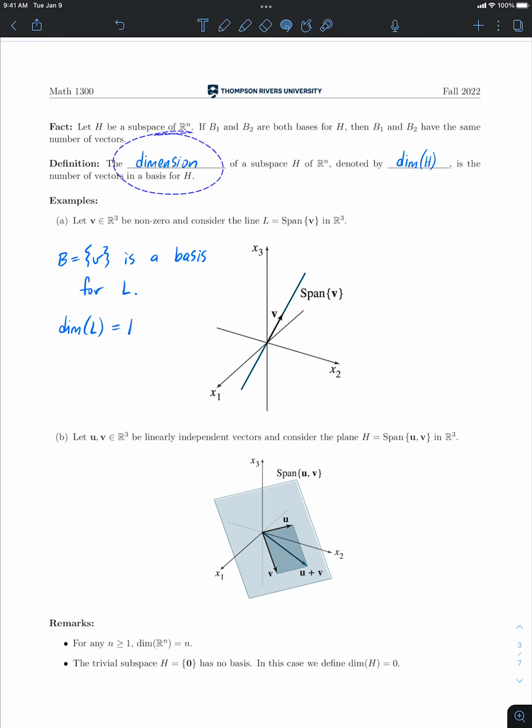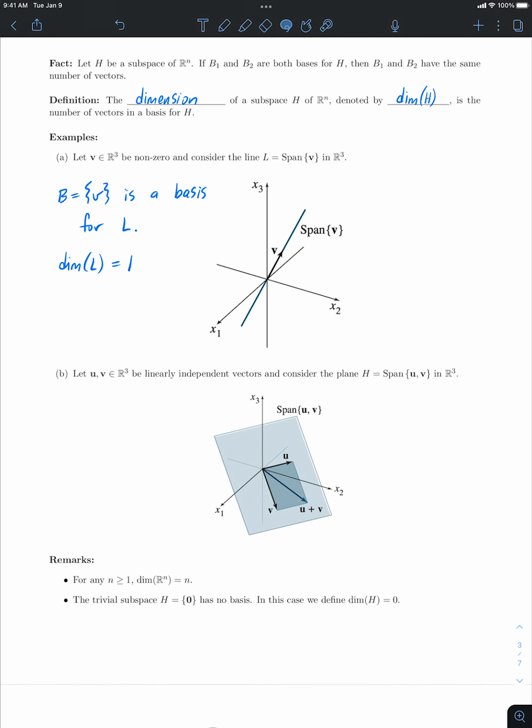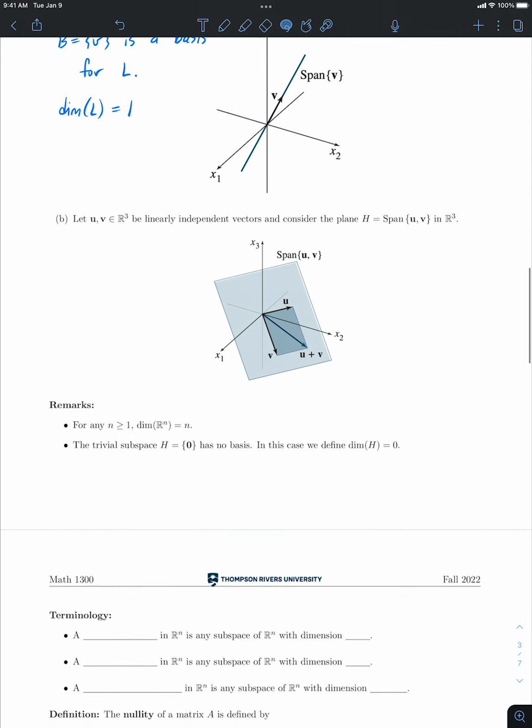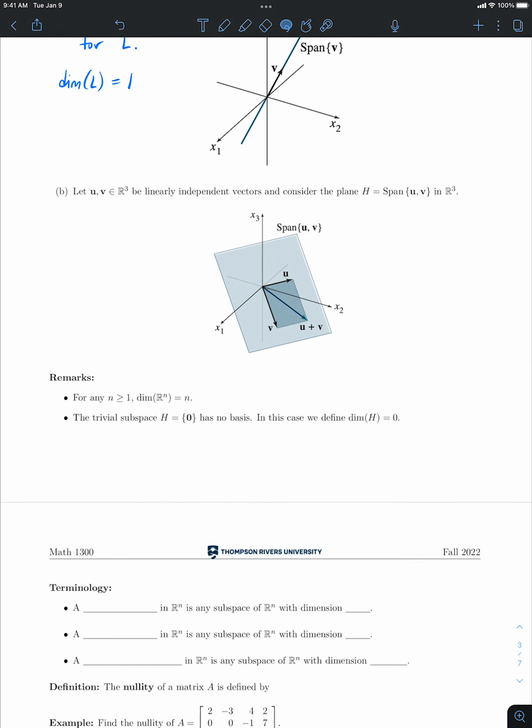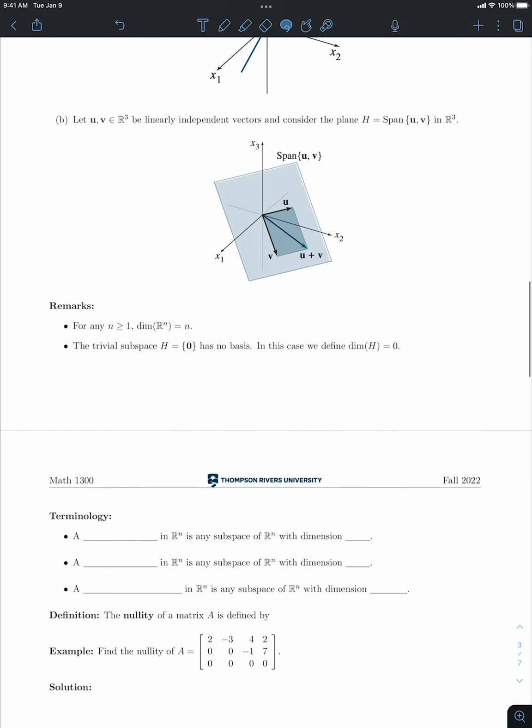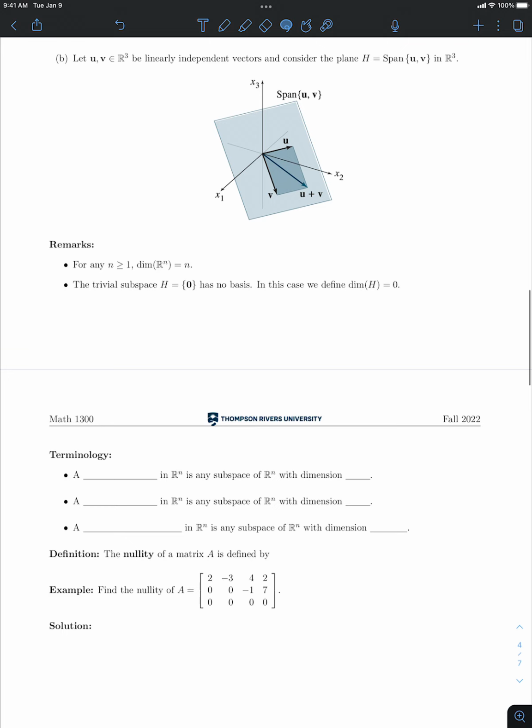Okay, so lines are one-dimensional, figuratively, but also precisely in terms of the definition that we just introduced. Okay, what about planes? I've often referred to planes as two-dimensional subspaces, and the example on the previous page was an example of that. So why is that the case? Why are they two-dimensional?